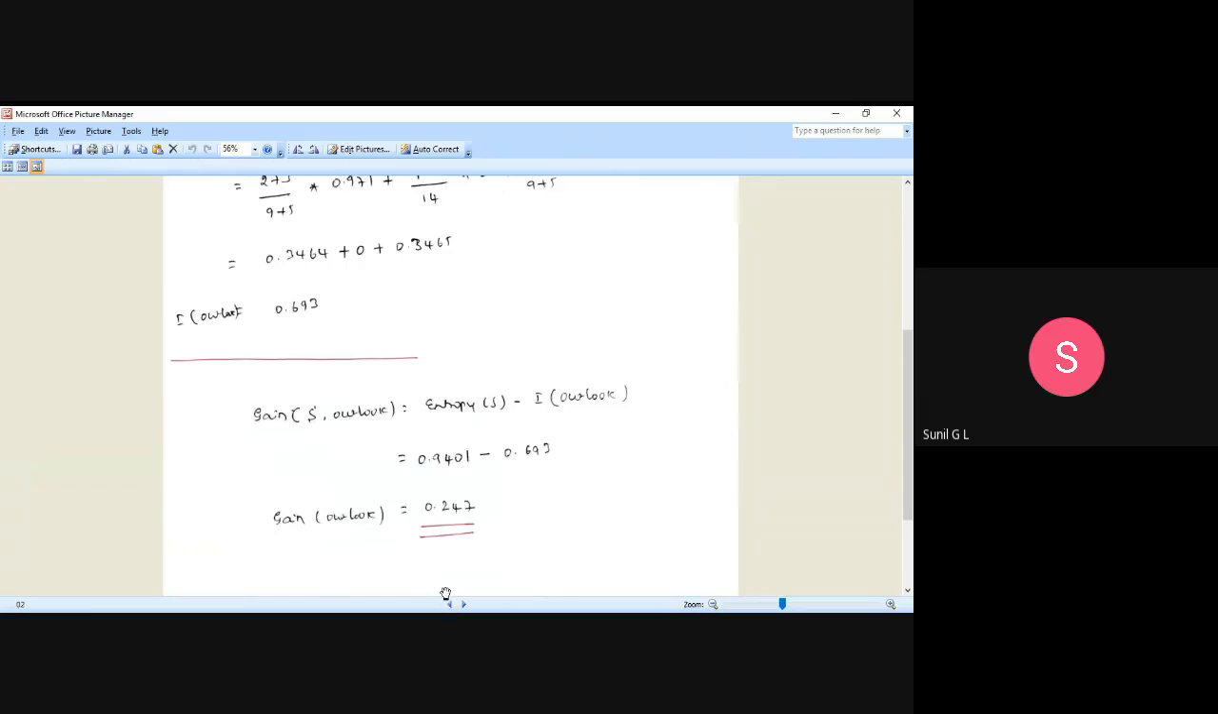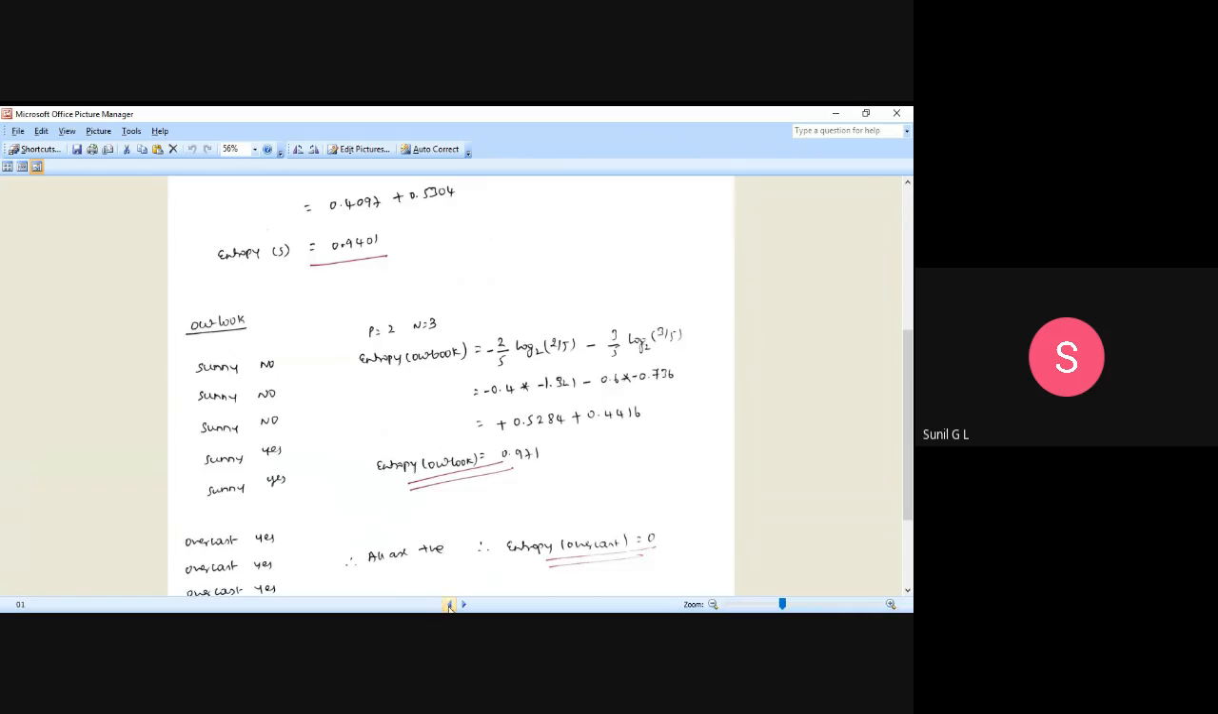Here we have 4 attributes: outlook, temperature, humidity, and wind. I need to calculate the information gain of outlook, of temperature, of humidity, and of wind. I need to calculate it for all these 4 attributes. After that, I need to select which attribute has the most information gain. That one will be selected as the root of the tree.